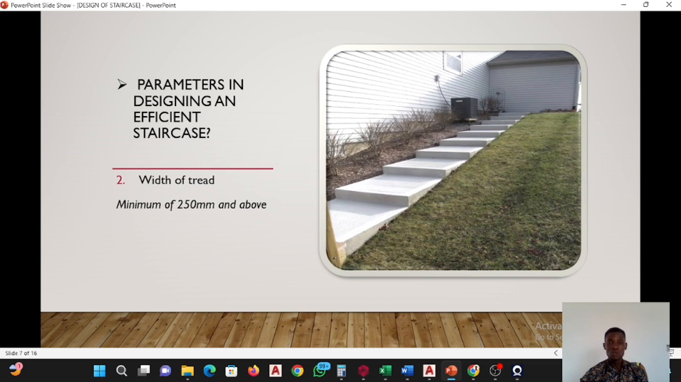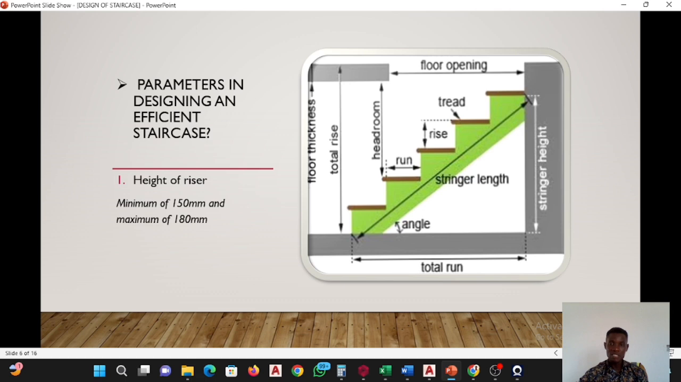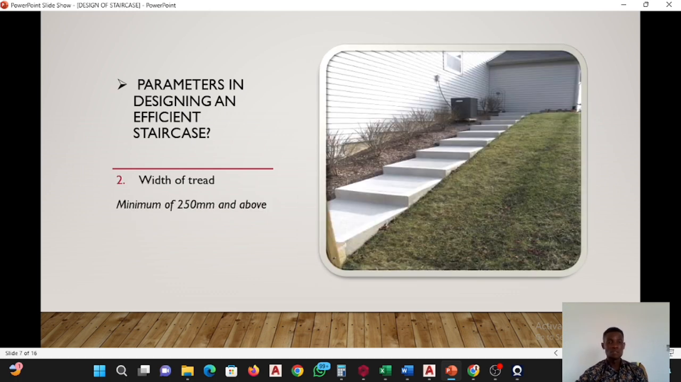You understand? Imagine the thread is where you place your leg, and you have a thread that is smaller than your feet. It will be difficult to climb, because it will be easy to fall off the stair, because your leg is not well placed on the thread. So the minimum dimension of thread is 250 mm.